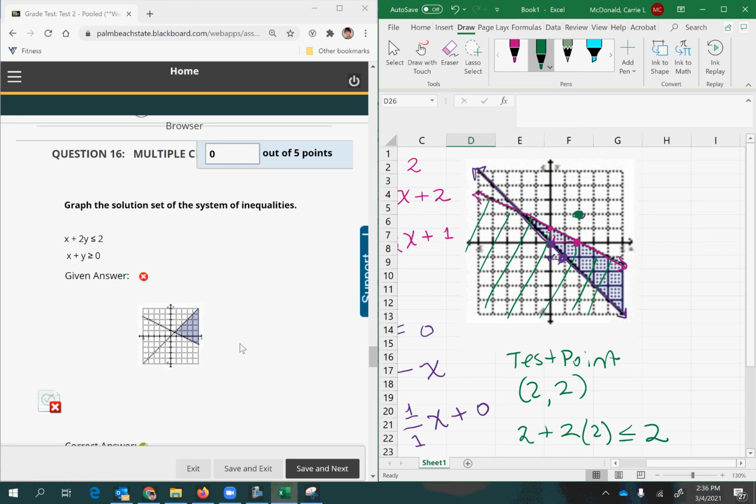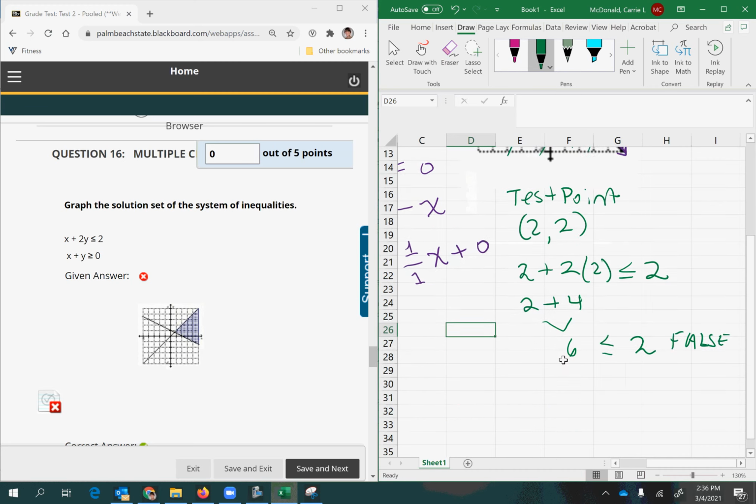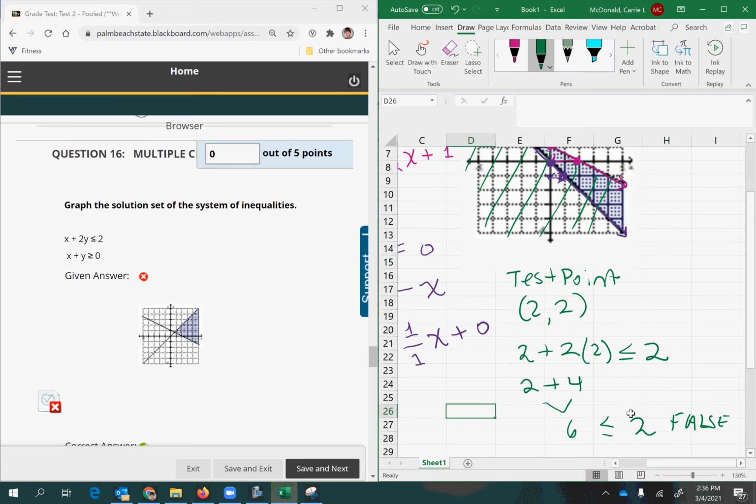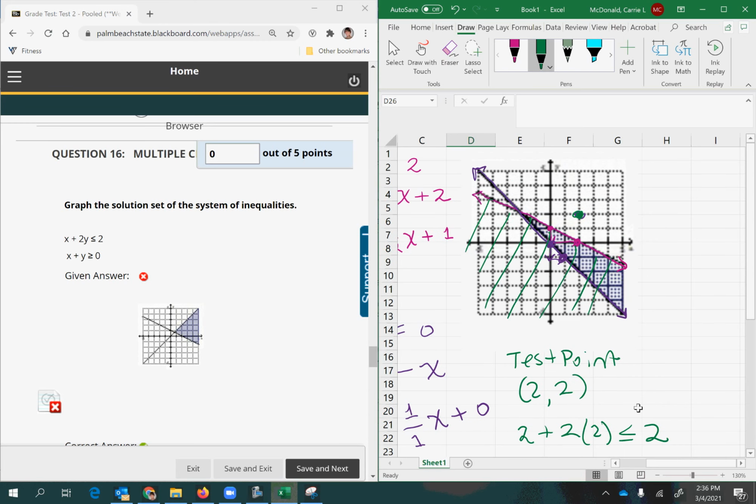All right, then I'm going to try it with the other inequality. x plus y is greater than or equal to 0. So I get 4 is greater than or equal to 0, which is true. So I want to shade toward that test point from the other line. So here's my other purple line, and I'm going to shade toward that point.